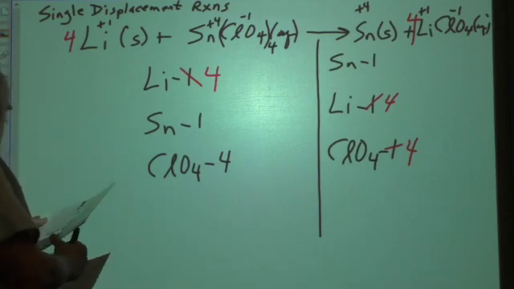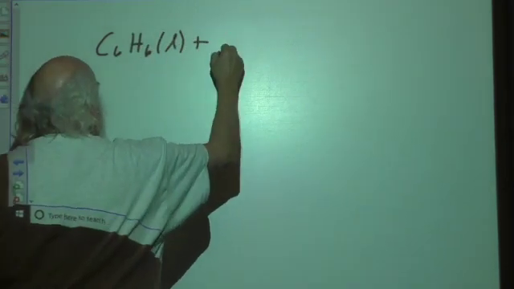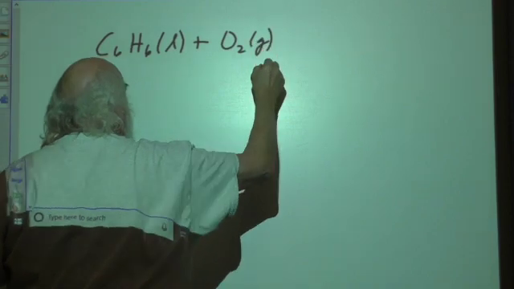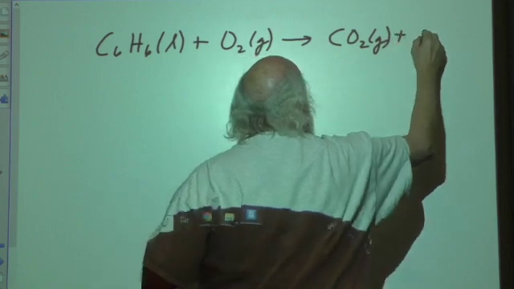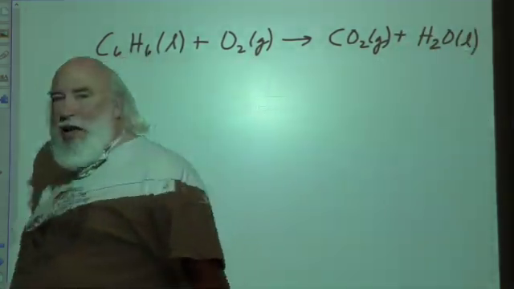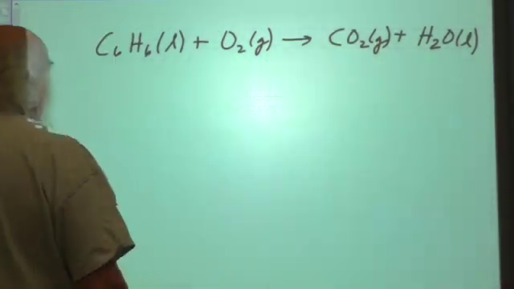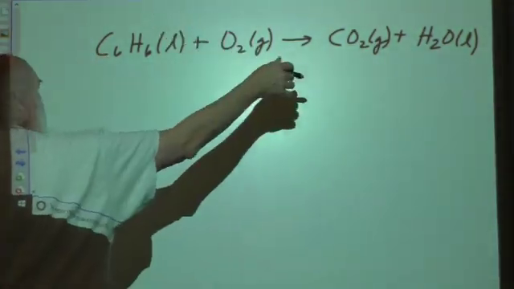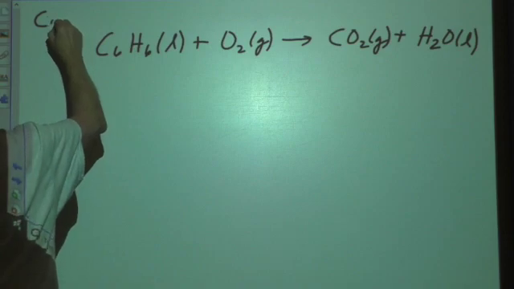Okay, let's do another one. Let's take a look at this one. This one might be pretty easy. C6H6 liquid plus O2 gas yields CO2 gas plus H2O liquid. Wow, when you see those products, you know right away what this has to be. And what's that? Combustion. You know, burning with oxygen, creating carbon dioxide, and voila. So, combustion.